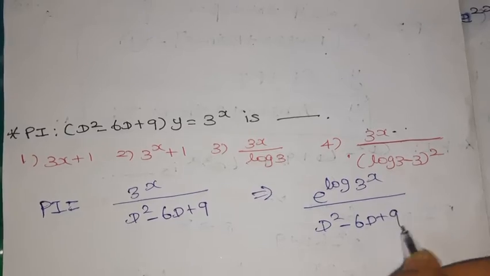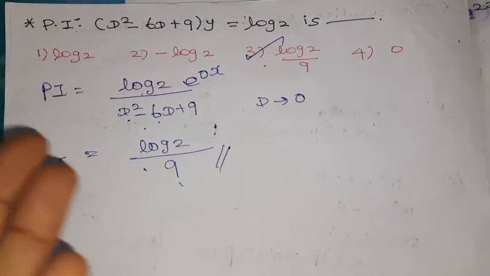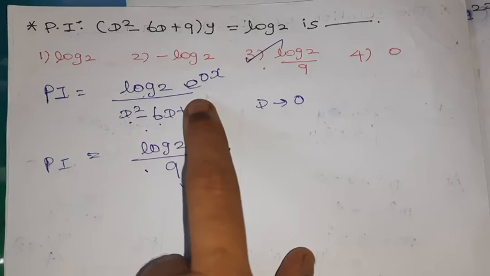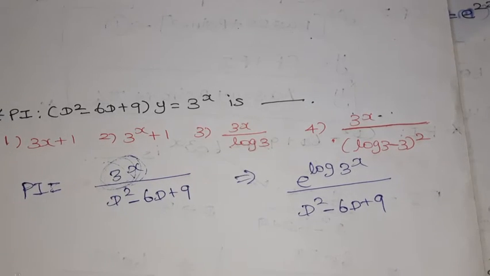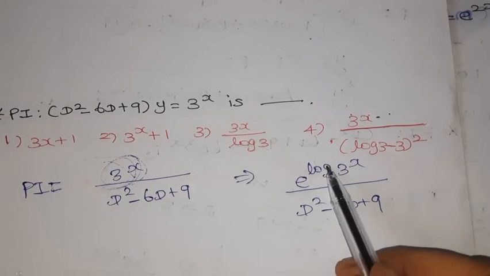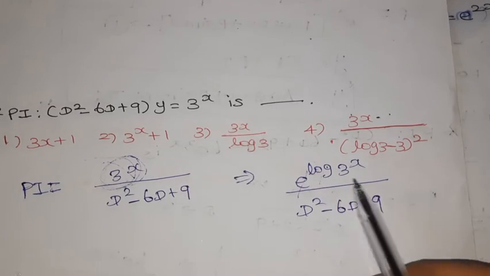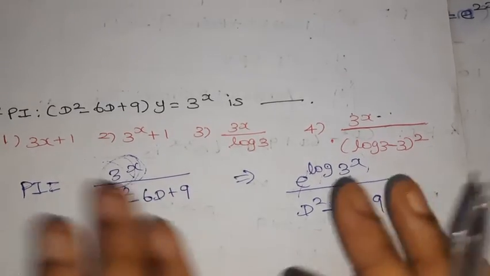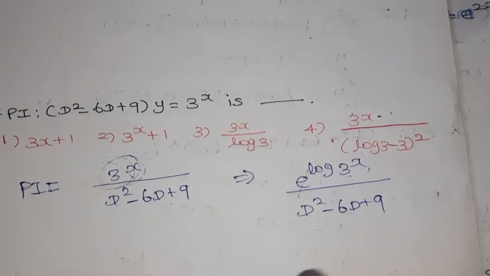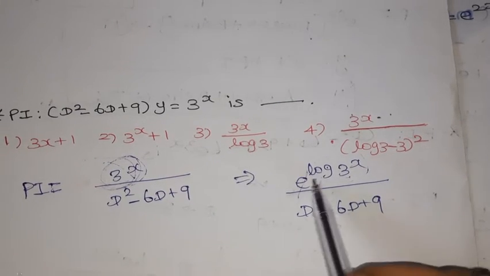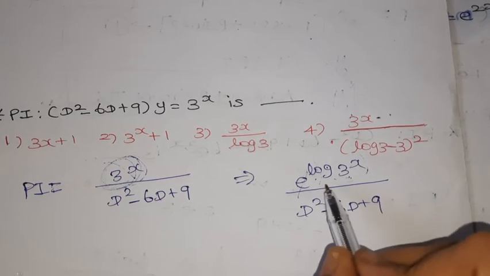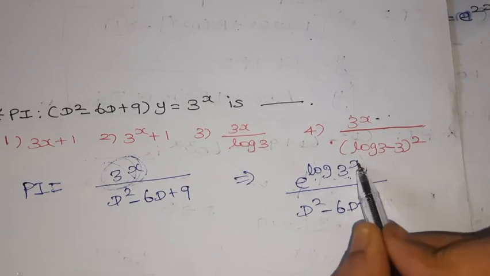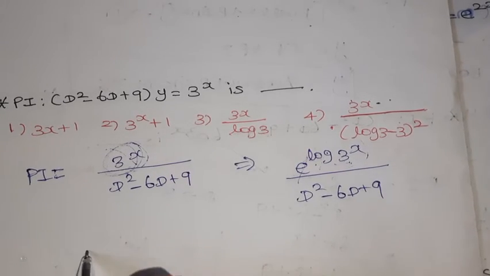Previously there was no x term, so we just substituted e power 0x, but now we have 3 power x. Here we should do one thing: the exponential term and the logarithmic term get cancelled, so 3 power x will be 3 power x. This term will not be affected in any way. So e power log 3 power x is equal to 3 power x only. It is in the form of log a power b.